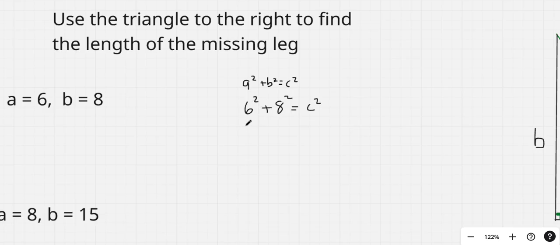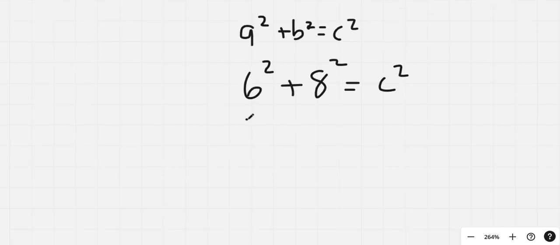6 squared is equal to 36. Plus 8 squared, which is equal to 64. When we bring down our c squared, 36 plus 64 is 100, equals c squared.